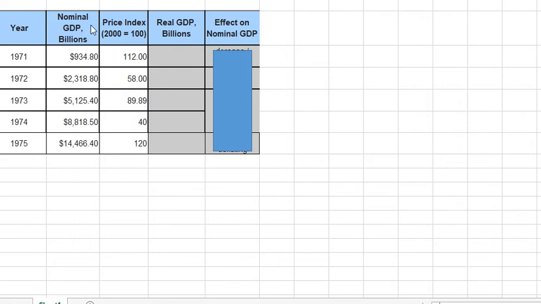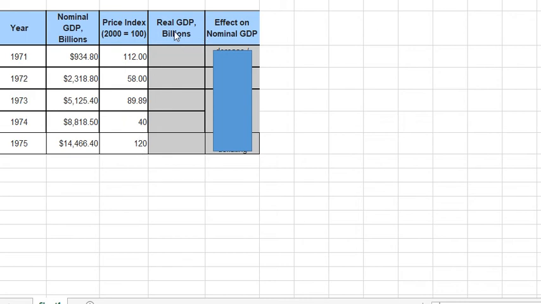Second column from your left is the nominal GDP numbers in billions: 1971 nominal GDP, 1972 nominal GDP, 1973, 74, and 1975 nominal GDP. Third column from your left is showing each of those 5 years' price indices relative to a benchmark year price index of 100. So year 2000 is the benchmark year. If the benchmark year is 100, then let's say 1971 was 112, 1972 it was 58, 73 it was 89, then 40, then 120, etc.